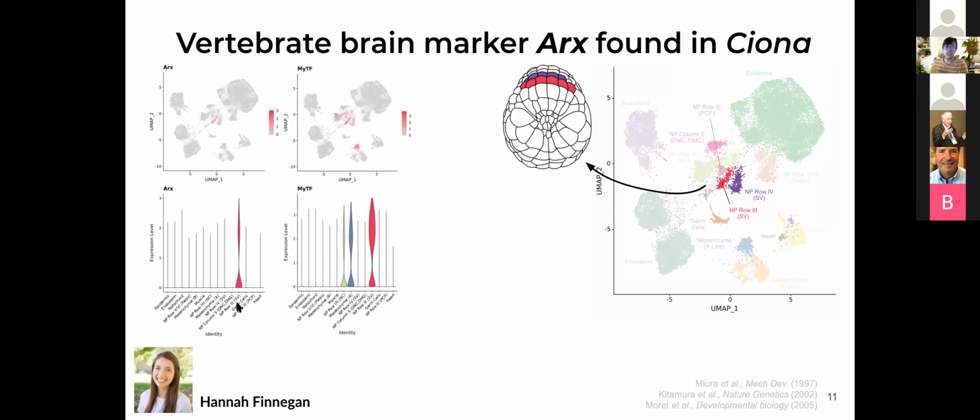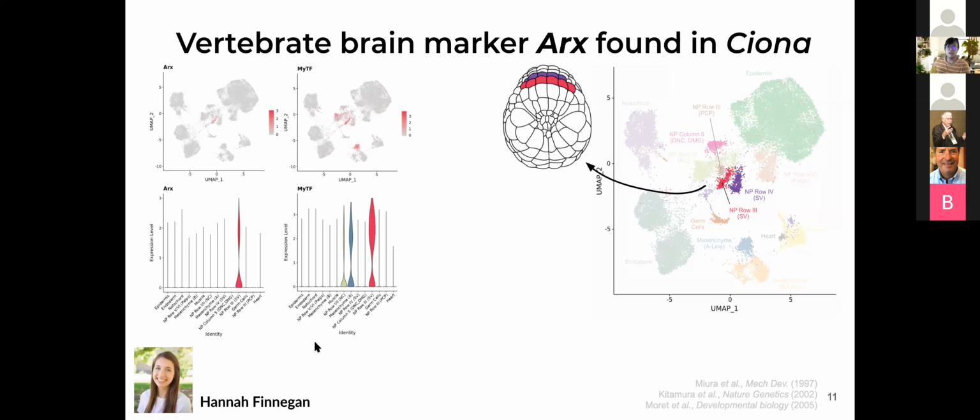So just to make sure that what we were seeing with ARX was real, we wanted to evaluate the localization of ARX to another known marker known as MyTF. MyTF is known to be important in the developing A lineage of the mesenchyme and nerve cord, but also this particular row of the anterior sensory vesicle. So from the single cell map, we can see that the expression patterns of ARX and MyTF align on row 3 of the neural plate, but ARX is very lowly expressed in this region compared to MyTF.